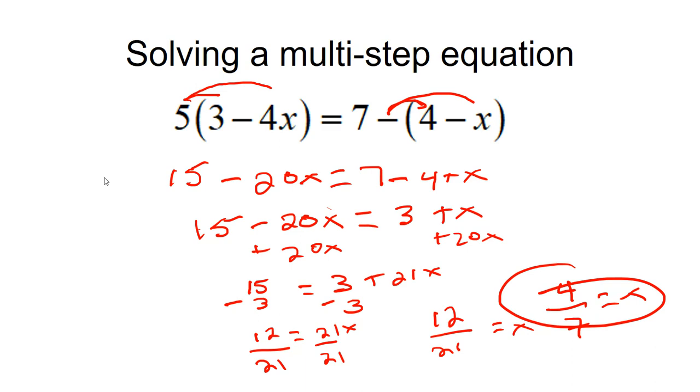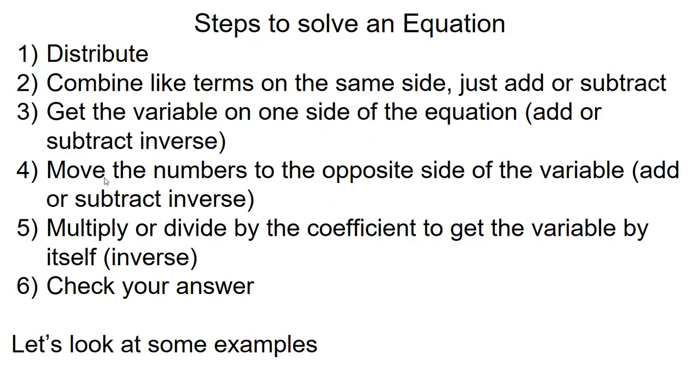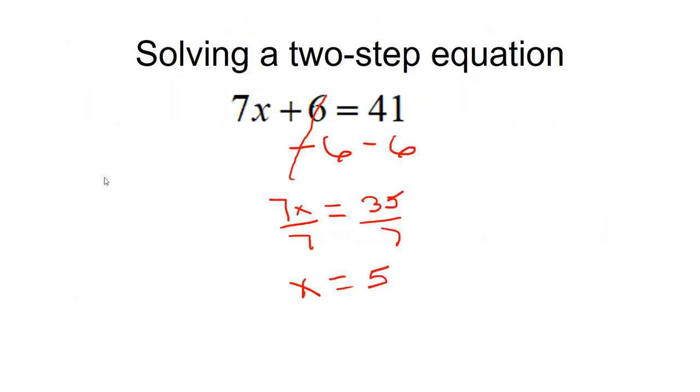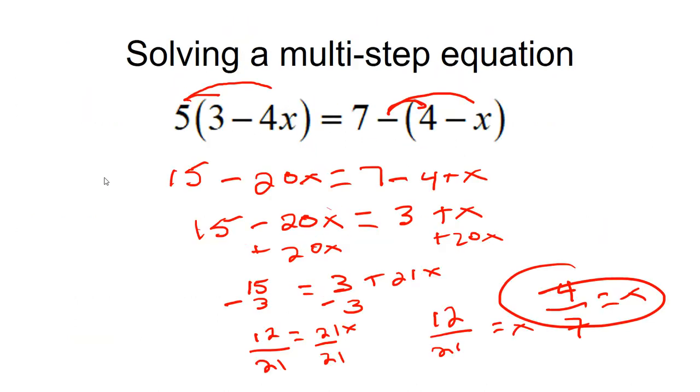So again, following the steps that I put over here on this slide, the first thing I did was distribute, then I combined like terms. I decided to move the variable to the right. Doesn't matter which side you move it to. Then I moved the opposite numbers, and then I divided by the coefficient there to get 4 over 7. And again, you could go and plug this in, and you could check that both sides do equal the same number there. Okay, just make sure you pay attention to your signs.